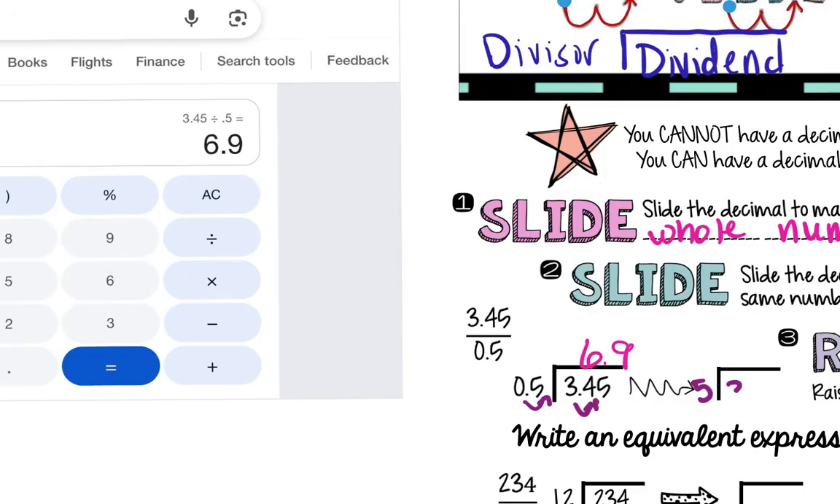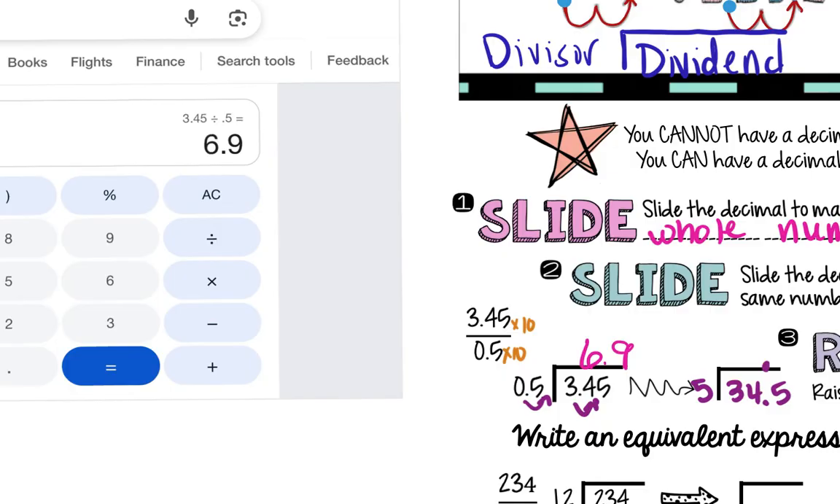So now I'm going to have 34.5. And then I raise the roof. I bring the decimal straight up. So now my new division problem is 34.5 divided by 5. Technically, what did I do? What I did is I multiplied by 10 on both the numerator and denominator, meaning both the divisor and dividend.